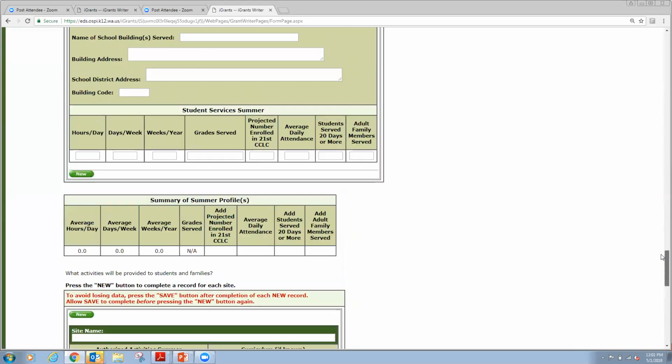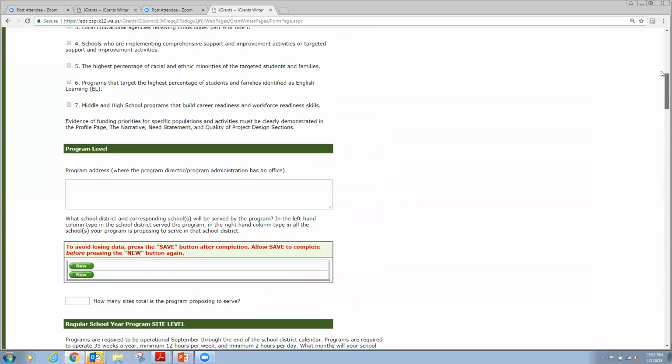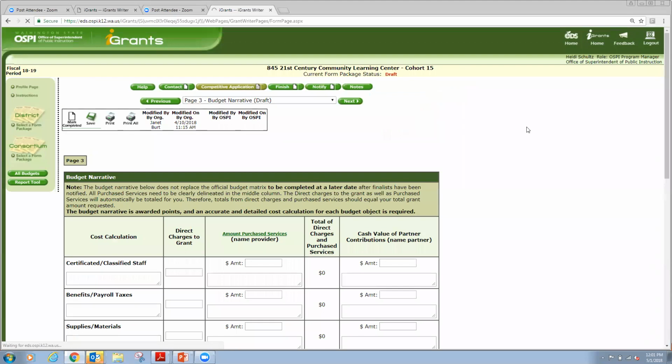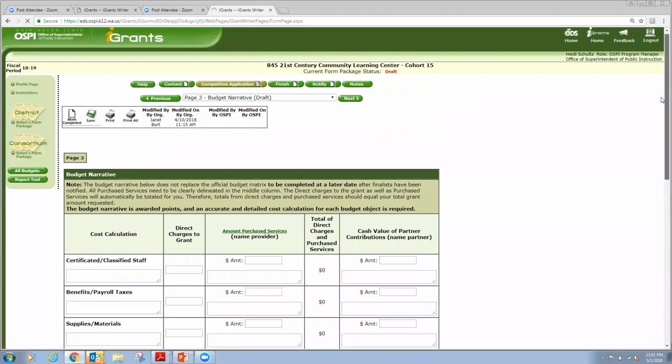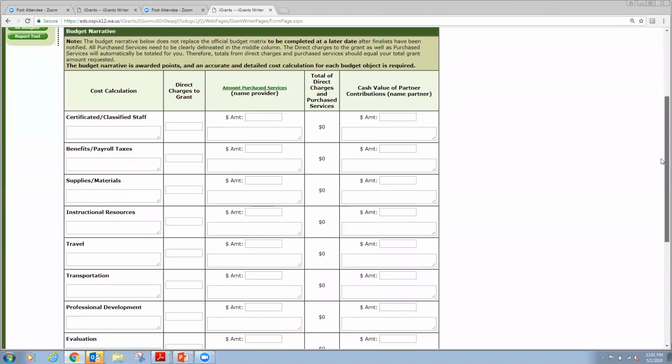So I'm going to go back here to the top of the page, and we're going to go to page 3 in iGrants. Page 3 is the budget narrative. So this has all of the categories in here where funds are allowed to be spent. I know in the slides coming up, there's more detail about what it looks like and how to fill this page out.